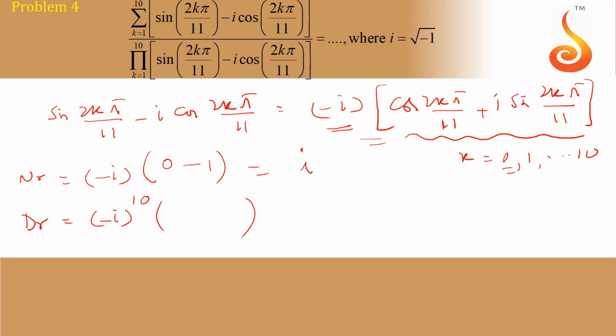Whereas the product of the roots formula is (−1) to the power n − 1. Here 11th roots, no? So (−1) to the power n − 1, which is 10, is +1. And (−i) power 10 is i power 10, which is −1, because i power 10 is (i²)⁵, which is −1. So the given question reduces to i by −1, which is −i.